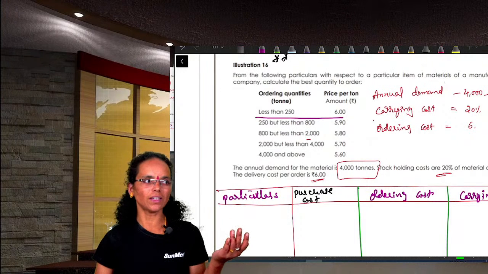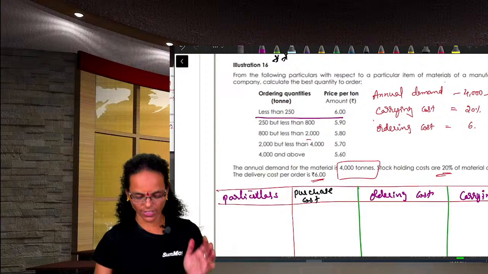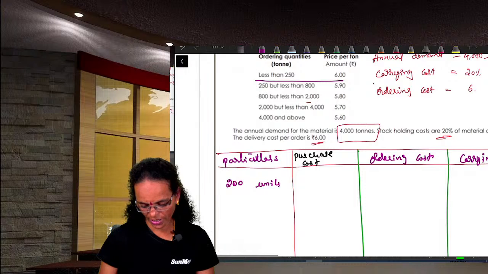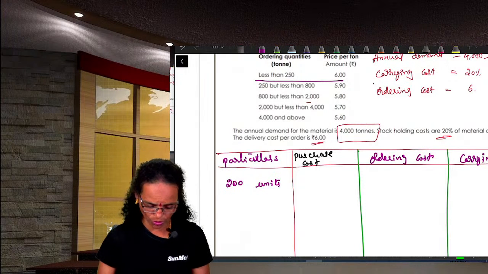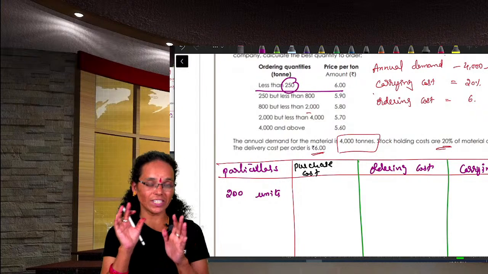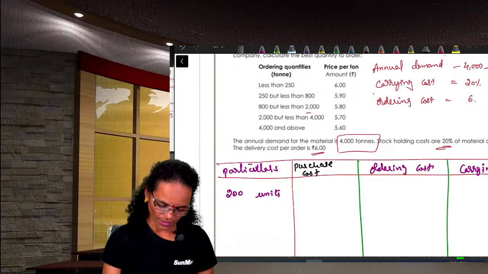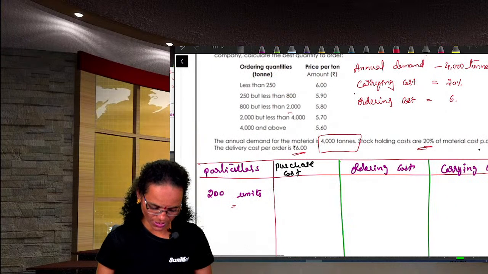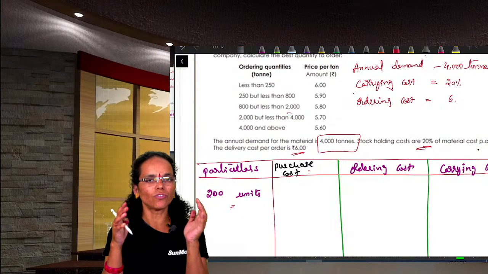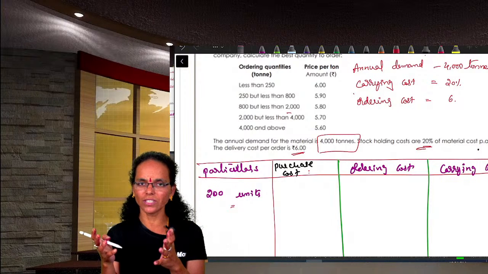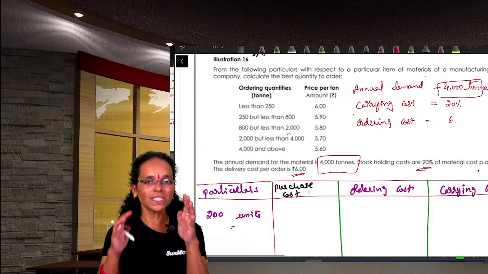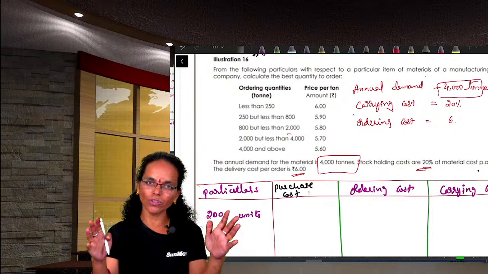Don't go as a 459 or 457. It's better to take slab for 200 units. If you want to put 200 units in a single go, less than 250, right? You can take 200 or 100 also, but don't take the fraction numbers. The purchase cost, see, if you purchase 200 units in a single lot, or 400 units in a single lot, or 500 units in a single lot, but your annual demand is only 4000 units, means entire 4000 units you need to purchase for the throughout year.